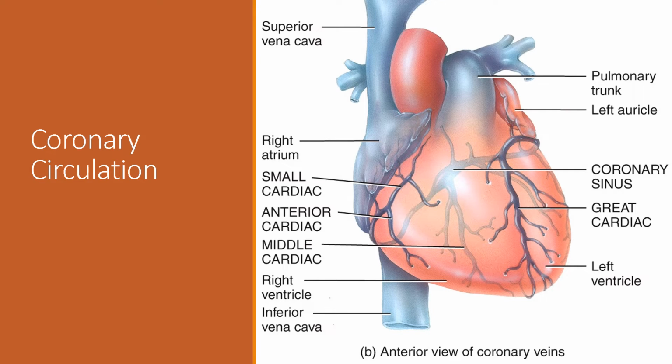Now, most of the deoxygenated blood from the myocardium will drain into a large vascular sinus in the coronary sulcus on the posterior surface of the heart, which is called the coronary sinus. So this is where most of that deoxygenated blood drains into. The deoxygenated blood in the coronary sinus will empty into the right atrium.